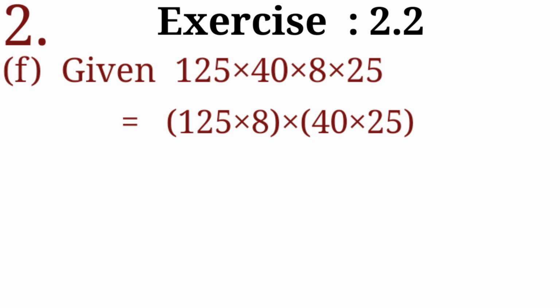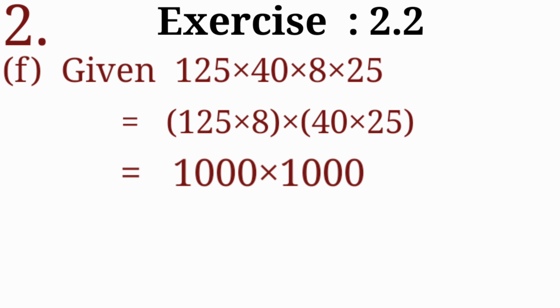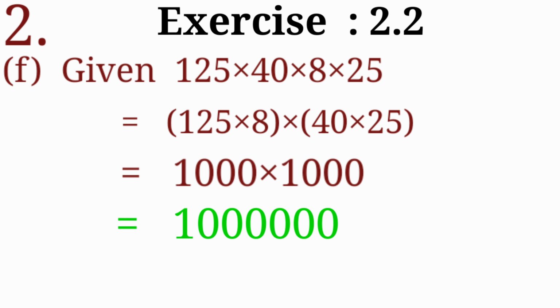So we'll solve both the brackets one by one. 125 into 8 is 1000, 40 into 25 is 1000. There is also a multiplication sign between them, because all terms are in multiplication only. So 1000 into 1000. See the shortcut, students: 1 into 1 is 1 only, and how many total zeros are there? 6. So those 6 zeros will be added at the end as they are. 1 2 3 4 5 6. So we'll get 10 lakh as the answer.